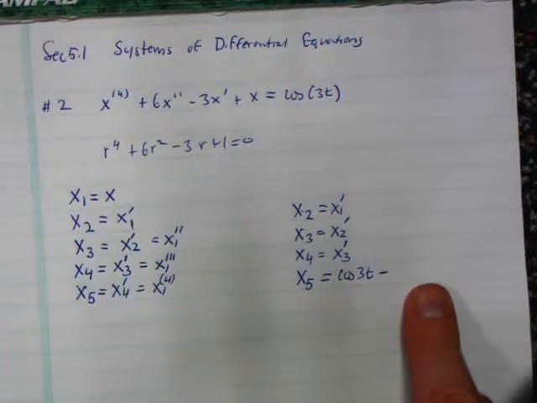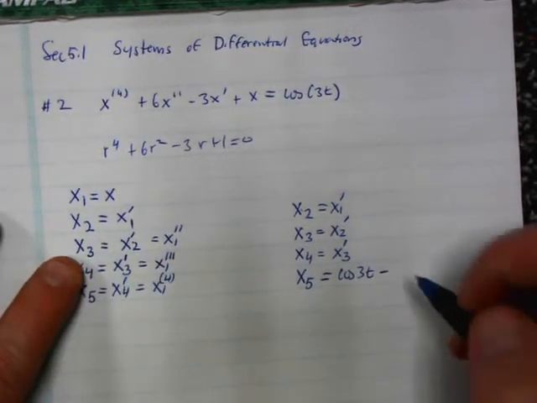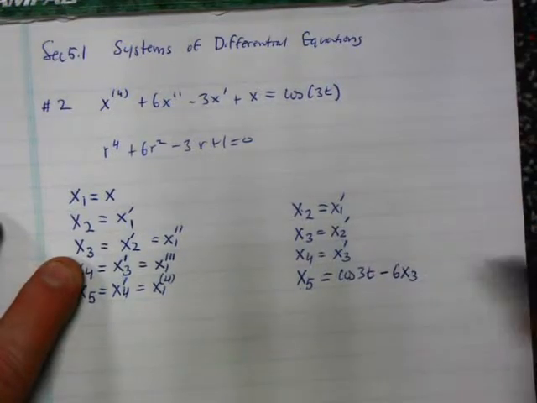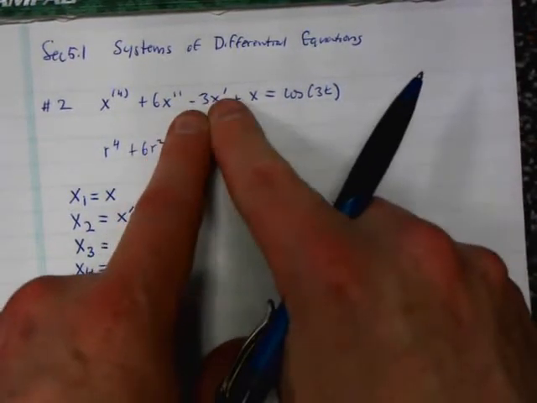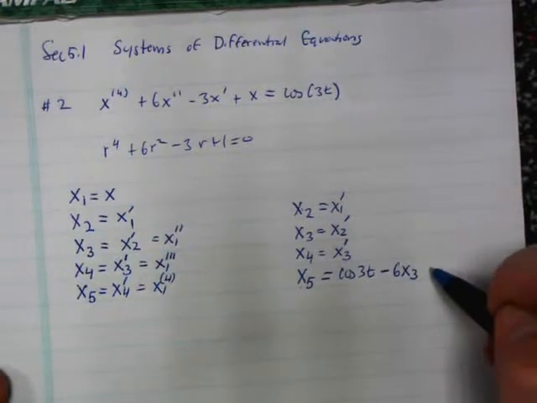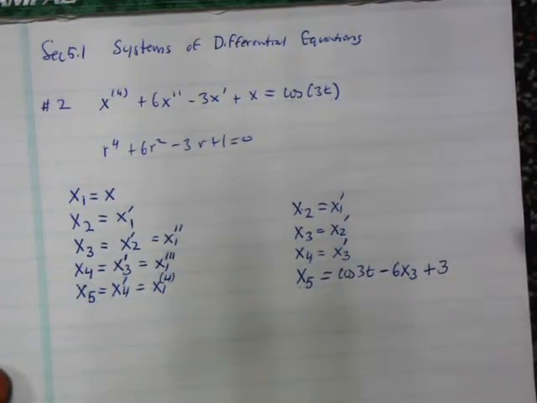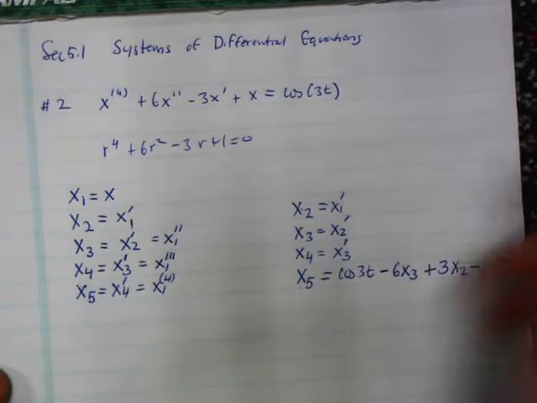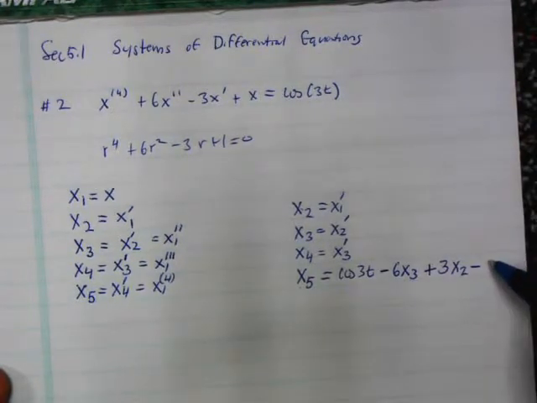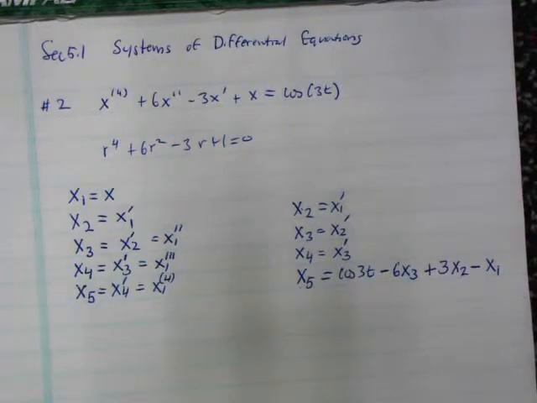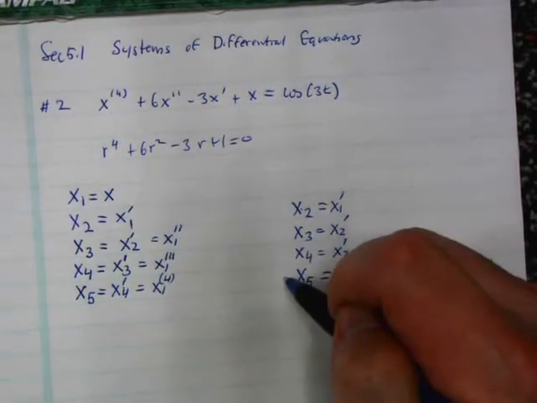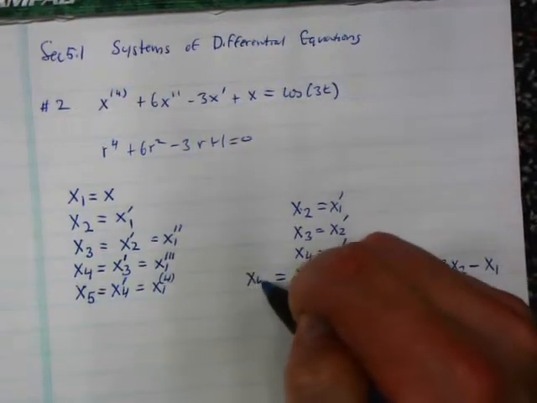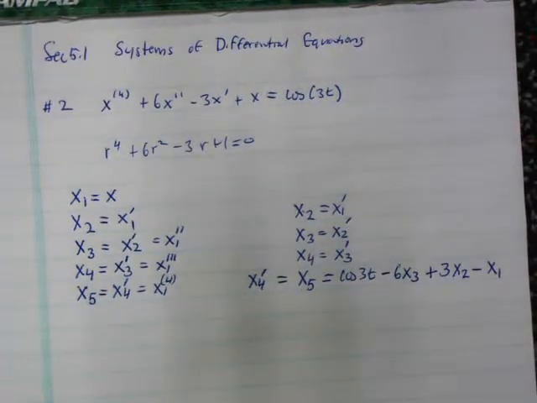That's minus 6x double prime, but what's x double prime? It's x3, so that's 6x3. Then I'm going to move the 3x prime over, so that's going to be plus 3, what's x prime? x2, minus, I'm going to move the x over, that's x1. Typically, I don't think we would use x5. We would probably call it x4 prime.